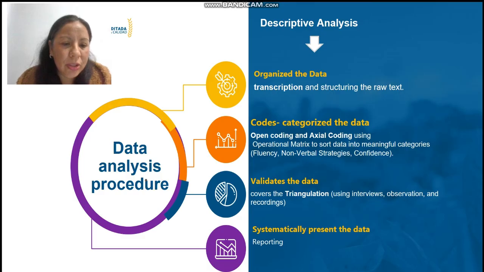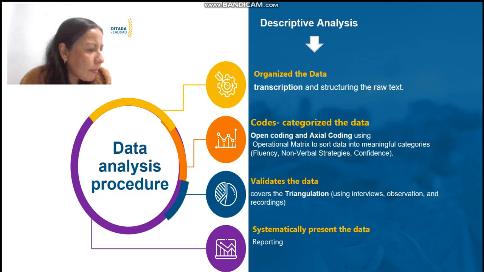The data analysis procedure. This is a descriptive analysis. The first thing that I made was to organize the data, doing the transcription and the structuring of the data into word matrices in order that then be easier to code and categorize them. I decided to use this manual approach because the population is not too huge. After doing that, there is an open and actual coding.